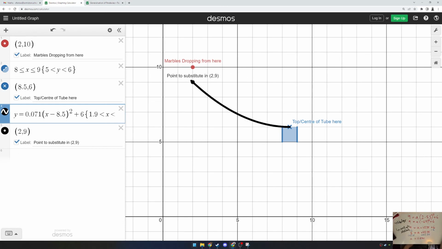Beautiful. Now I can get rid of this point, and voila, your marbles will drop and they will roll nicely over here, and then maybe you could put a circle over here to deflect them to make sure it goes into the tube. I hope that was helpful.